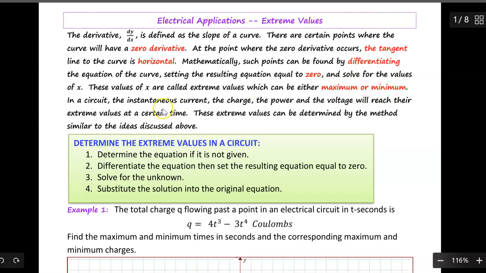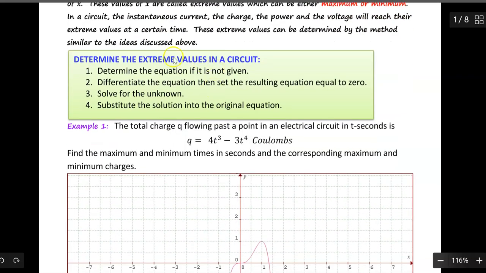However, in a circuit, the instantaneous current, the charge, the power, and the voltage will reach their extreme values at certain points. The extreme values can be determined by a method similar to what I have discussed above. Okay, so I summarize the steps into this box.